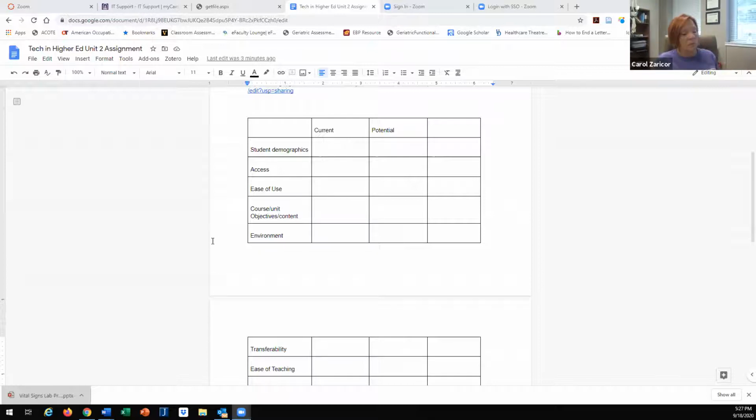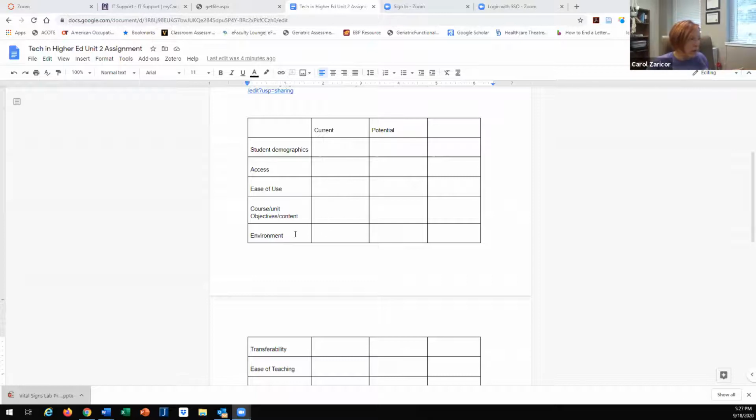And access: do they have computer access? Yes, they do. If they didn't, it would be very difficult to do this. Is it easy to use? Most students, yes, they have used this already. Does it meet the course content or the unit objectives? Well, my unit objective is for them to be able to appraise quantitative literature. And I wanted them to work together so that they could think, pair, share ideas back and forth. And so the answer was yes to that.